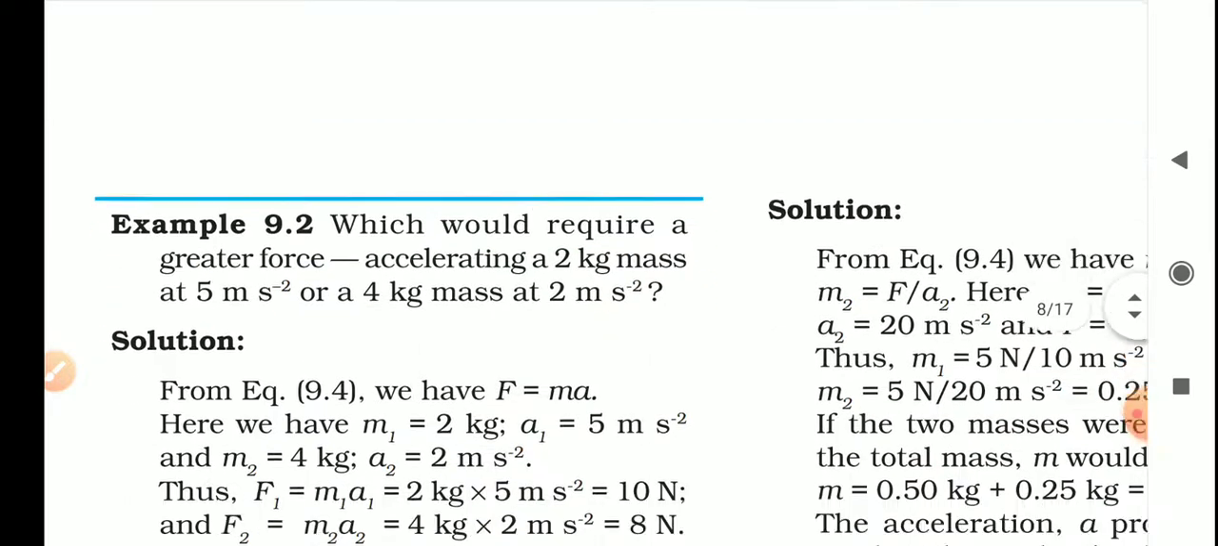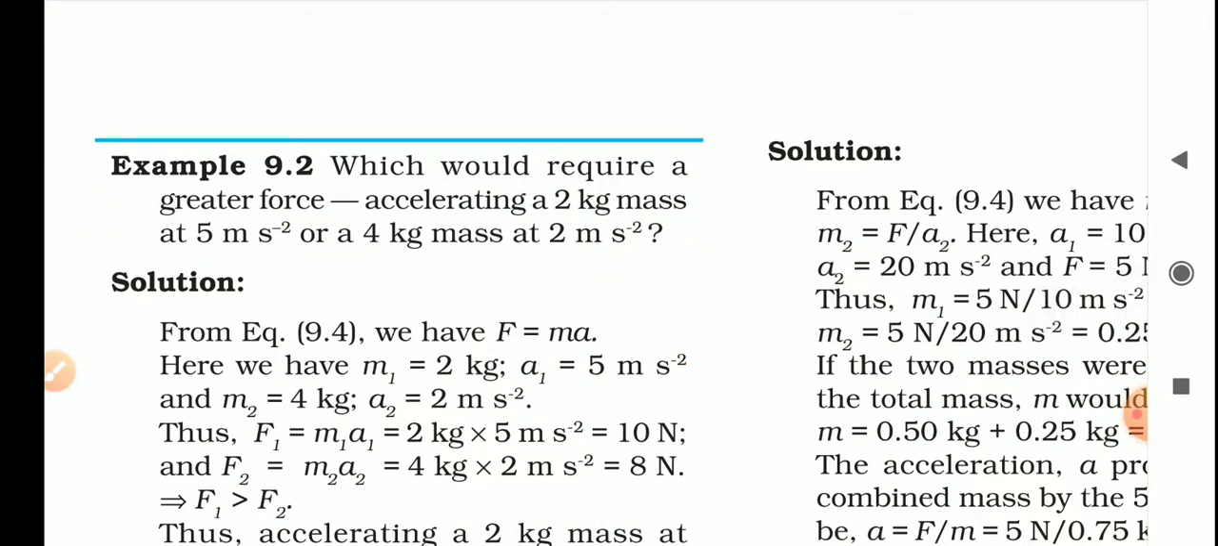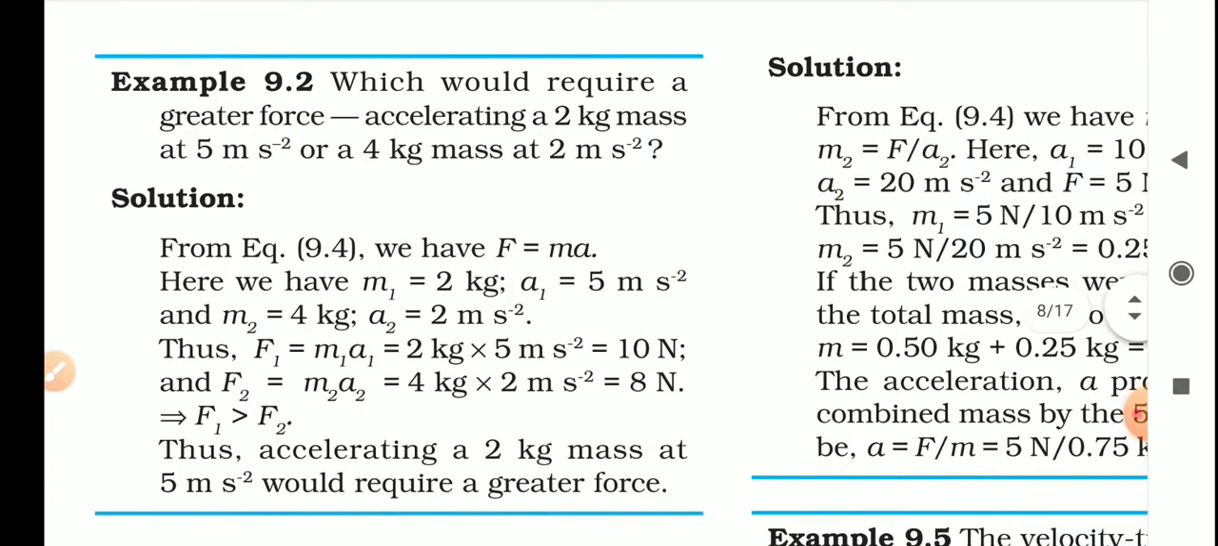Second example: which would require a greater force, accelerating a 2 kg mass at 5 meter per second square or a 4 kg mass at 2 meter per second square? So here you have to use the same equation that we have used in previous examples, that is F equal to ma. M1 is 2 kg, A1 is 5 meter per second square, M2 is 4 kg and A2 is 2 meter per second square.